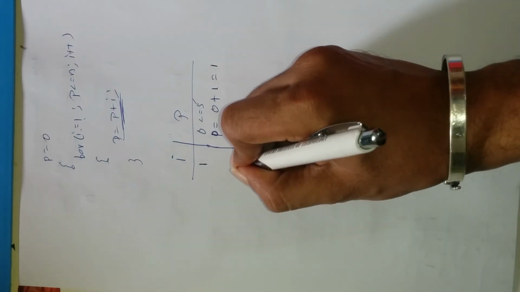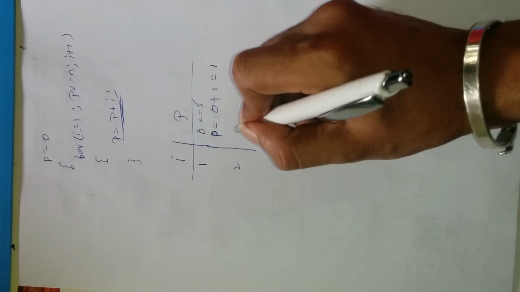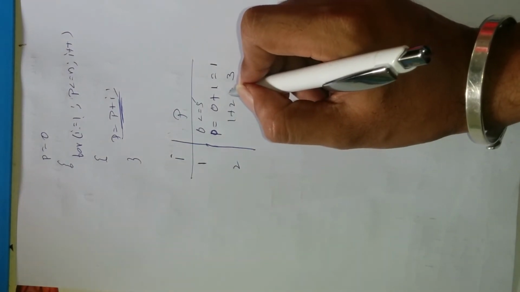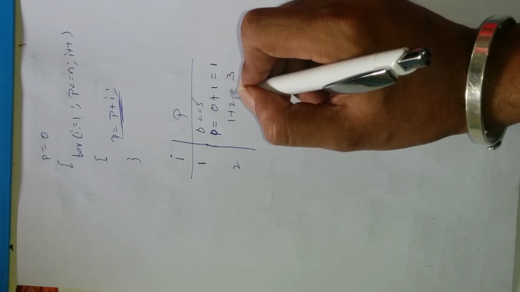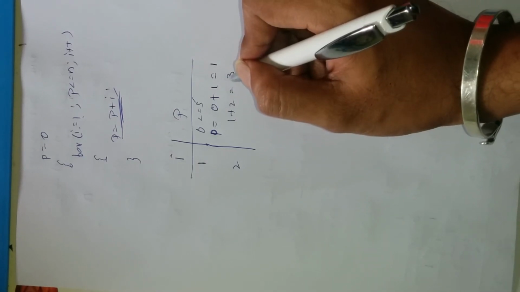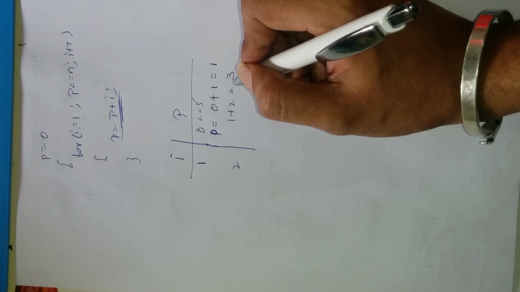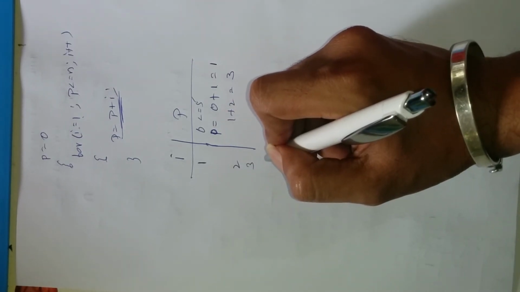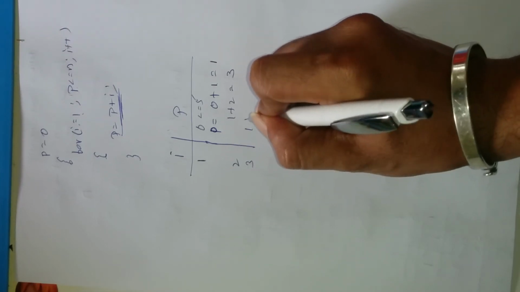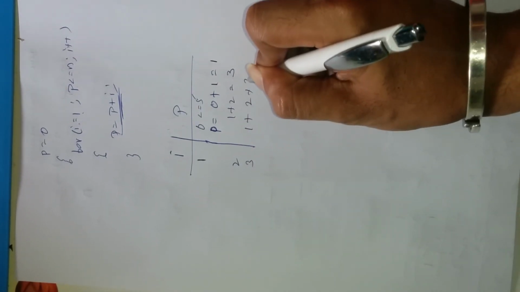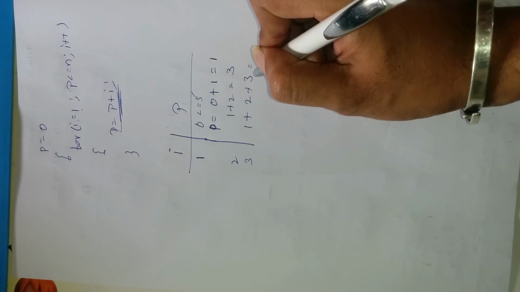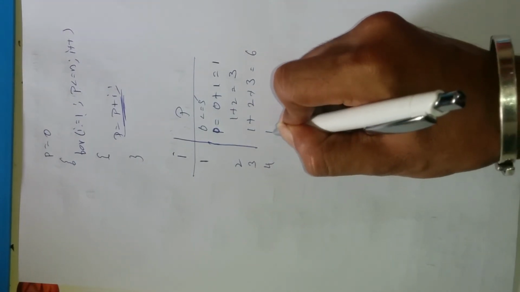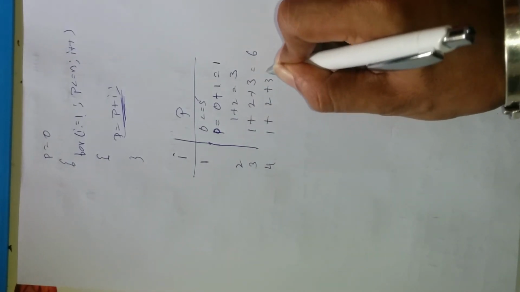Next, second, I is equal to 2. 1 plus 2. How much? 3. Next, 0 plus 1, 1. Next, 1 plus 2, 3. Next, after that, 3. What is the value of 3? 1 plus 2 plus 3, that is equal to 6. Clear? Next, what is the value of 4? 1 plus 2 plus 3 plus 4.